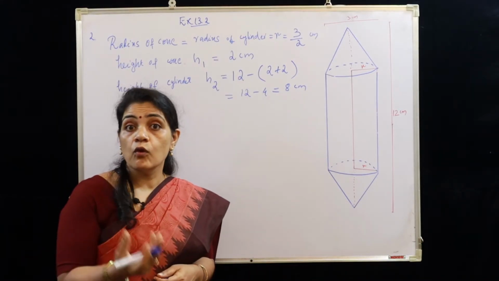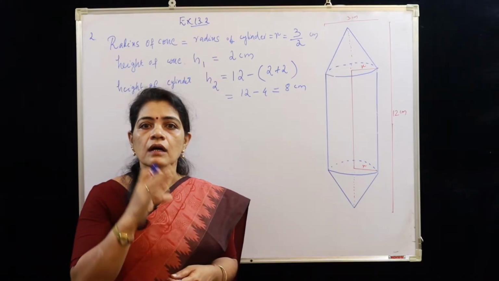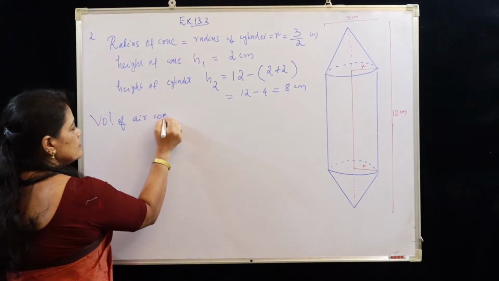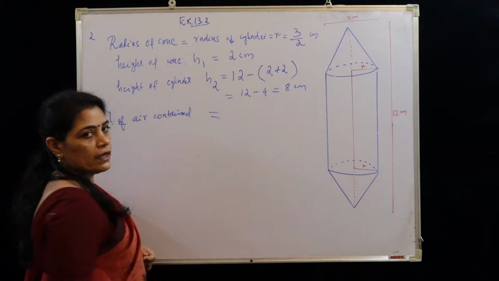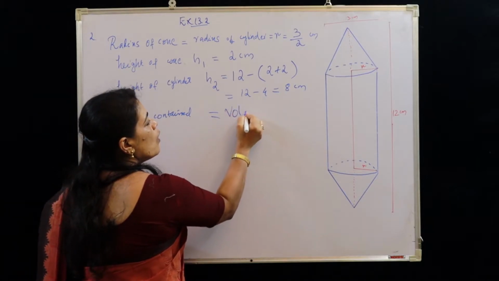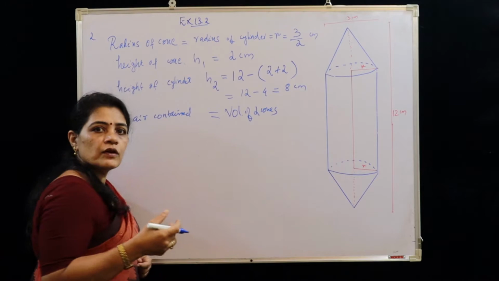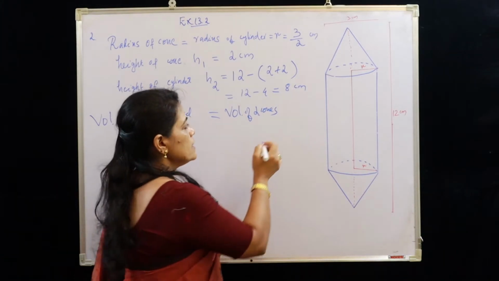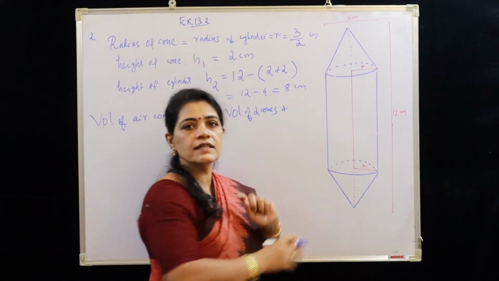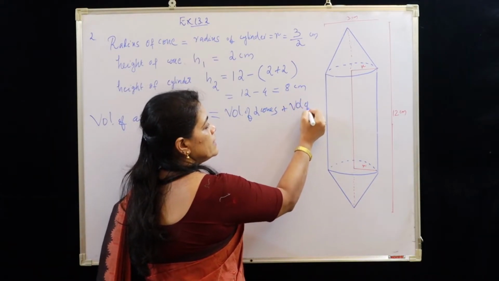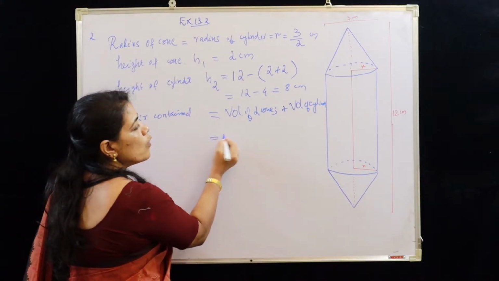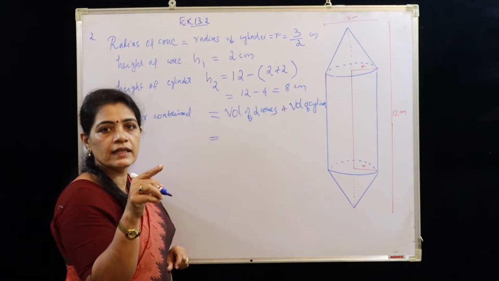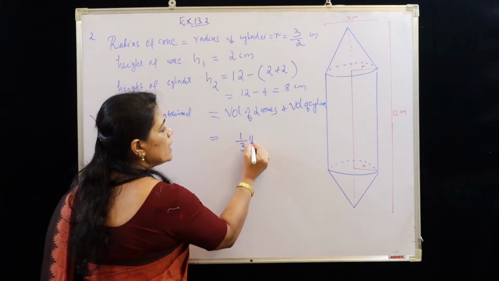Now we are moving to the volume, that is, the volume of air contained in the model. The volume of air contained in the vessel or the model is equal to the volume of 2 cones, plus the volume of the cylinder. As I told in the beginning, we have to find the volumes of each solid separately. So what is the volume of 1 cone? It is 1/3 of the volume of the cylinder, that is 1 by 3 pi r square h.